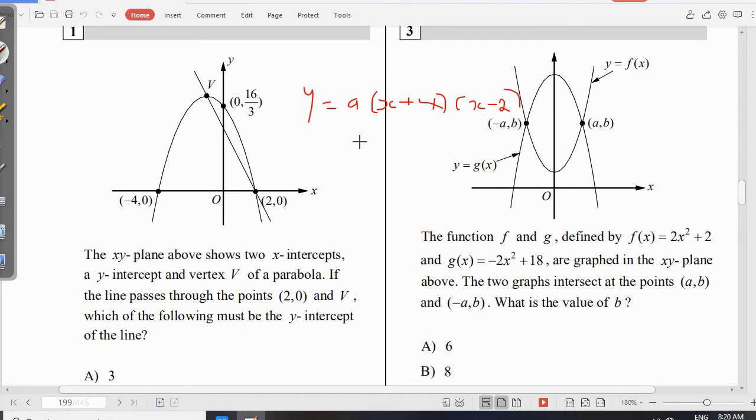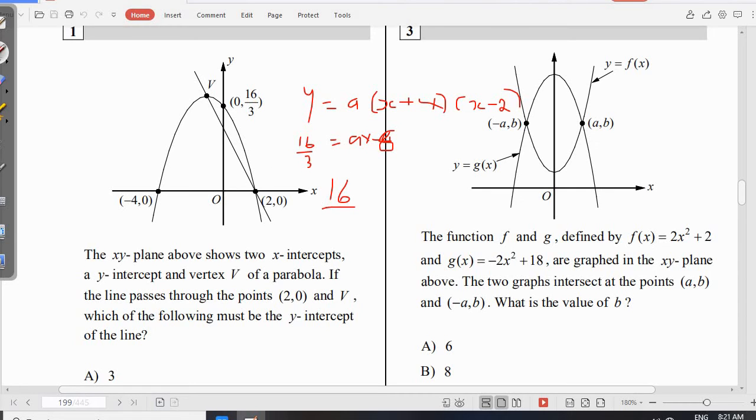So we have a into this when you solve. Now let's look at putting x as 0 and y as 16 over 3. You can get what a is. 16 over 3 equals a into, let's put the x as 0, 4 times 0 minus 2. 4 times minus 2 will give you minus 8. So if you carry minus 8 to the other side, you're having 16 over 3.